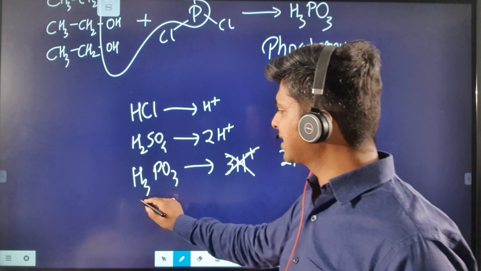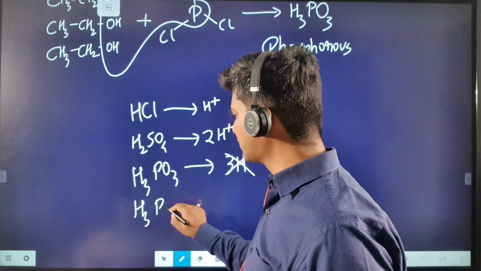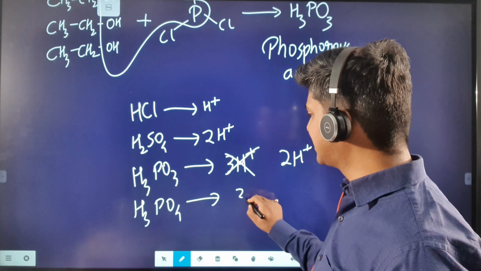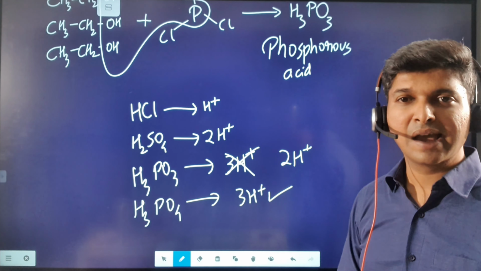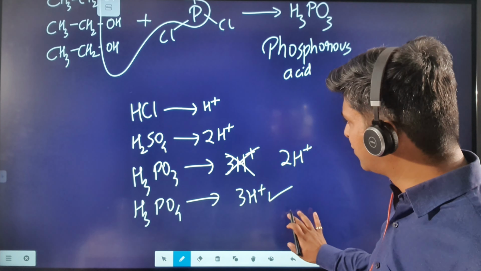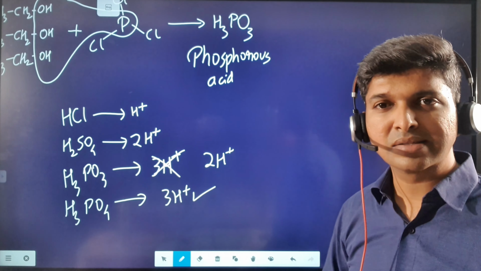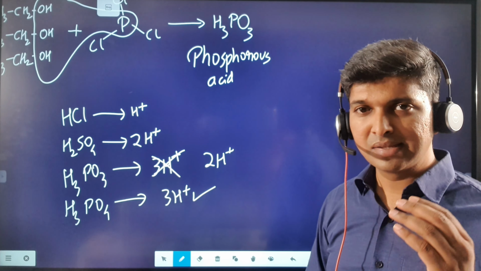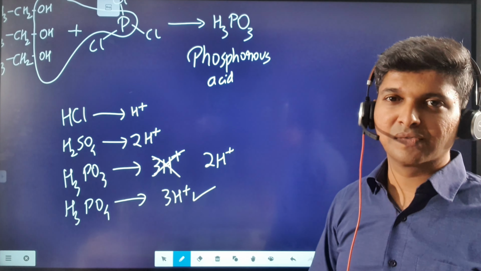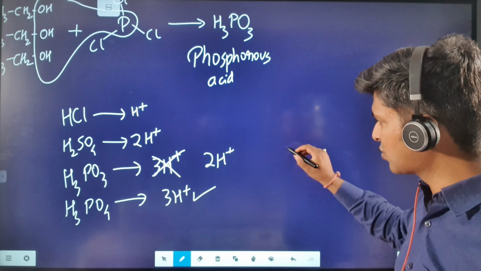So then which one is a tribasic acid? Phosphoric acid, not phosphorus acid. Phosphoric acid is a tribasic acid. Why is it a tribasic acid? Because if you look at the structure, you'll understand. This is also asked as a give-reason question in your exams: why phosphoric acid is tribasic and why phosphorus acid is dibasic. So have a look over here.